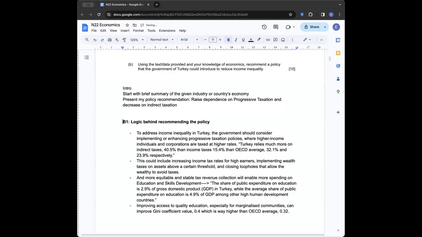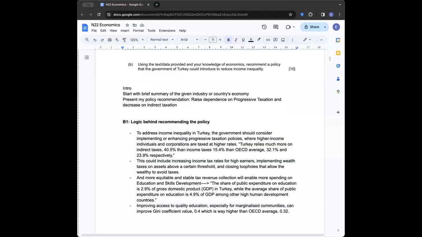First, I can talk about my logic behind recommending this policy. I reckon that to address severe income inequality in this country, the government should consider implementing or enhancing progressive taxation policies, where higher income earners and corporations are taxed at higher rates. As the text says, Turkey relies too much on indirect taxes compared to other countries and too little on direct taxes. So I believe this means that the country's taxation system is highly undesirable.